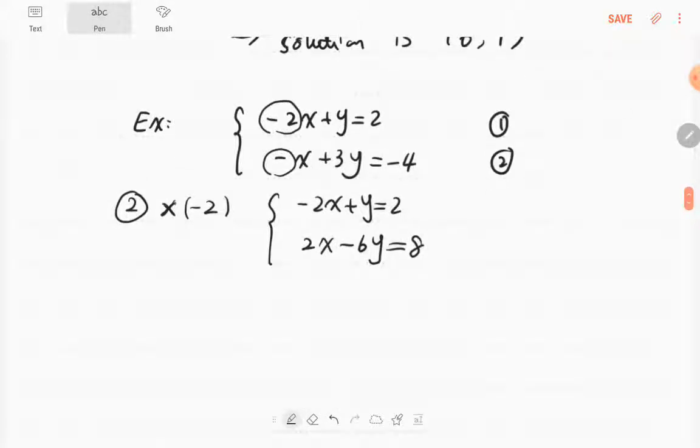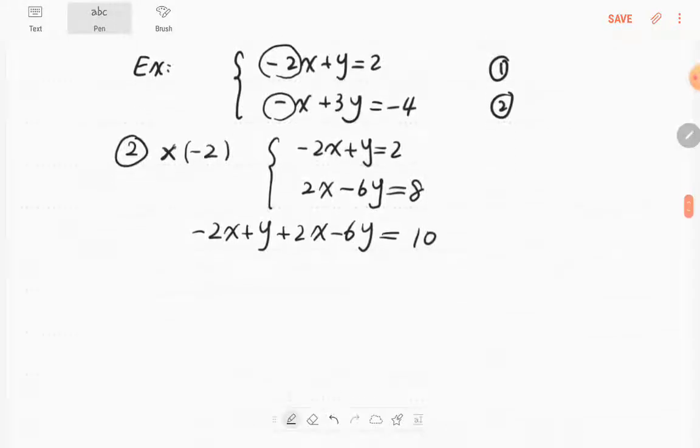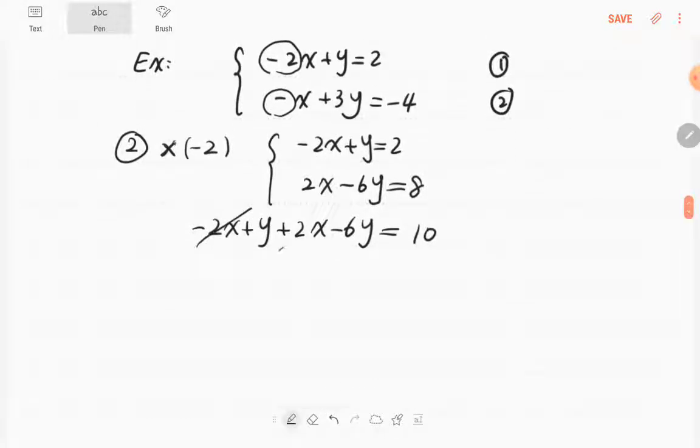So after that, we could use the addition. We put the left side together. So this time we will have negative 2x plus y plus 2x minus 6y equals the right side. We still need to add them up, so it's 10. After we do the addition, we realize this time we can eliminate x. Only keep the y term. Negative 5y equals 10. We will get y is equal to negative 2.